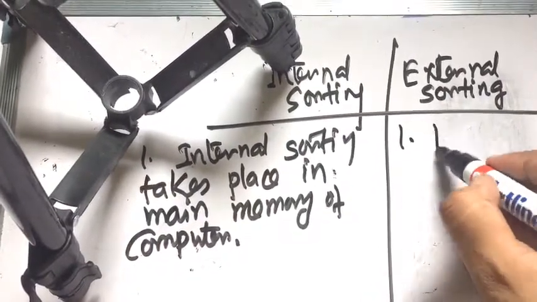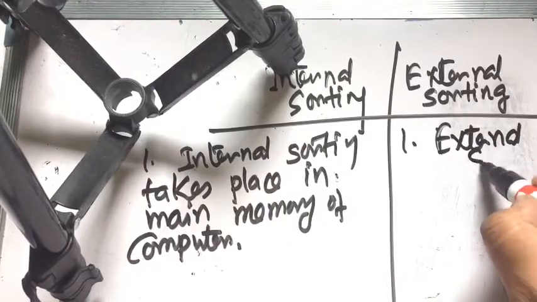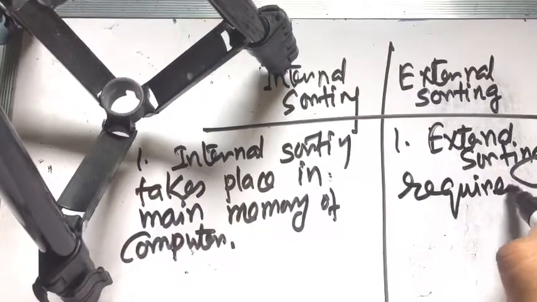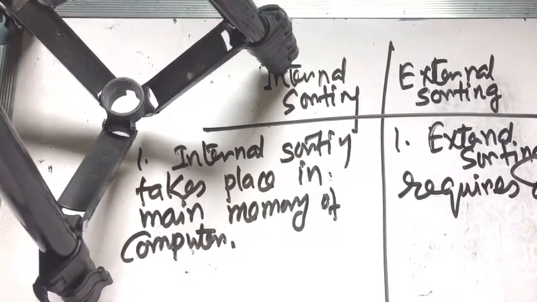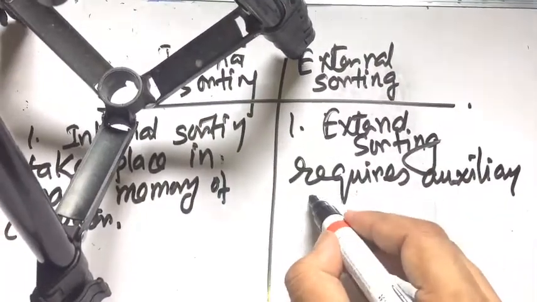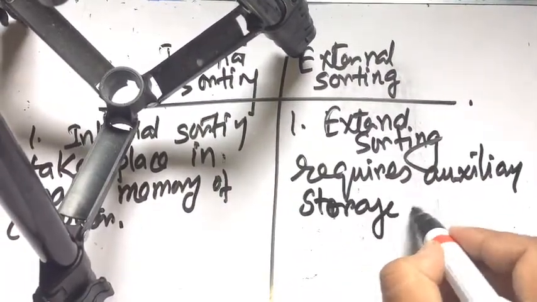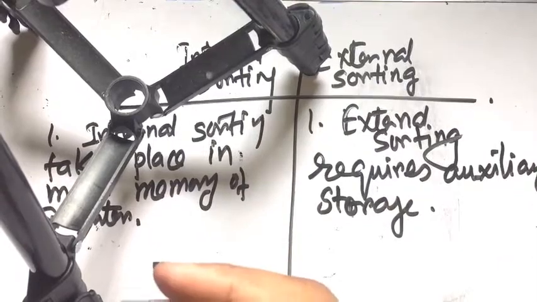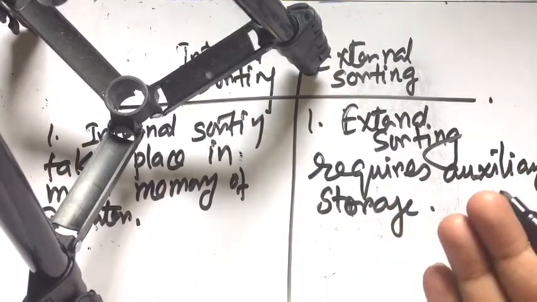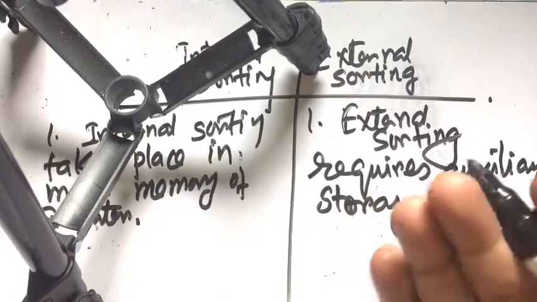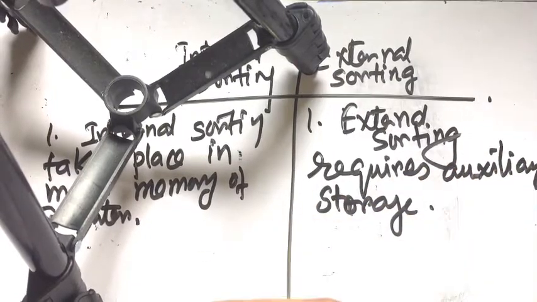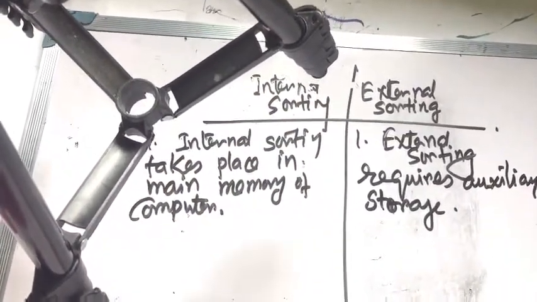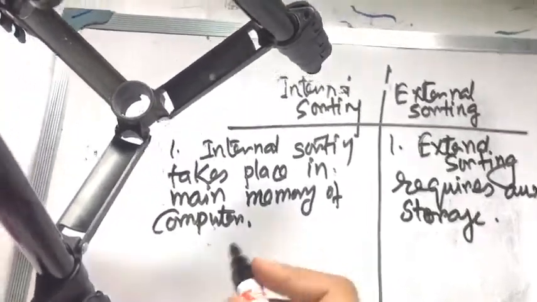Next, external sorting. External sorting requires auxiliary storage devices. So this is the basic idea why it is called external, because it requires auxiliary storage as well as RAM. So external means external to the RAM, internal means inside the RAM. So this is the basic concept of internal sorting and external sorting. Internal sorting takes place in the main memory of computer. External sorting requires auxiliary storage, that is hard disk.